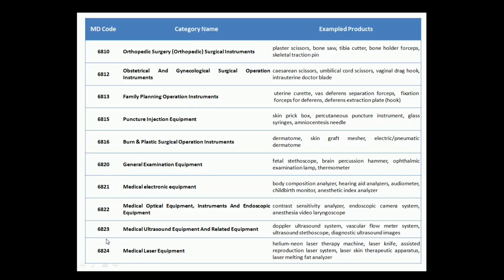As well as 23, which is medical ultrasound equipment and related equipment. So it's all about ultrasound, like the vascular flow meter system and the ultrasound stereoscope. Also, 24 is very popular, talking about medical laser equipment. We've got the laser therapy machine, the laser knife, assistant reproduction laser system, and laser skin therapy apparatus.